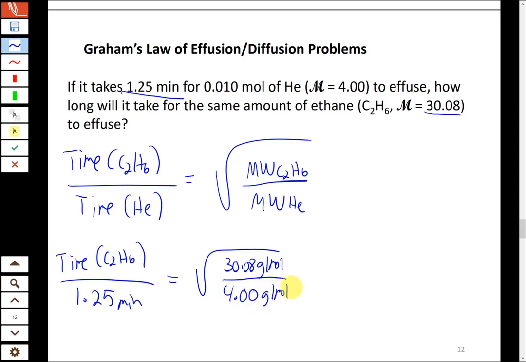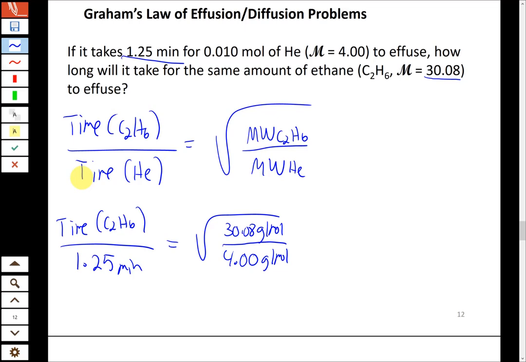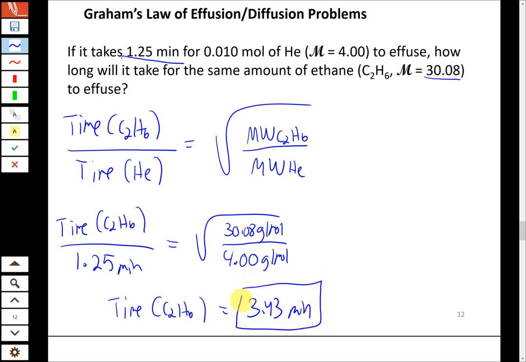So it's just going to be a ratio of those 2 molar masses, and so then we just cross multiply both sides by 1.25, and so that means the time for C2H6, so we divide, take the square root, and then multiply by 1.25 is going to be 3.43 minutes. All right, so it takes about almost 3 times as long to effuse as the helium.